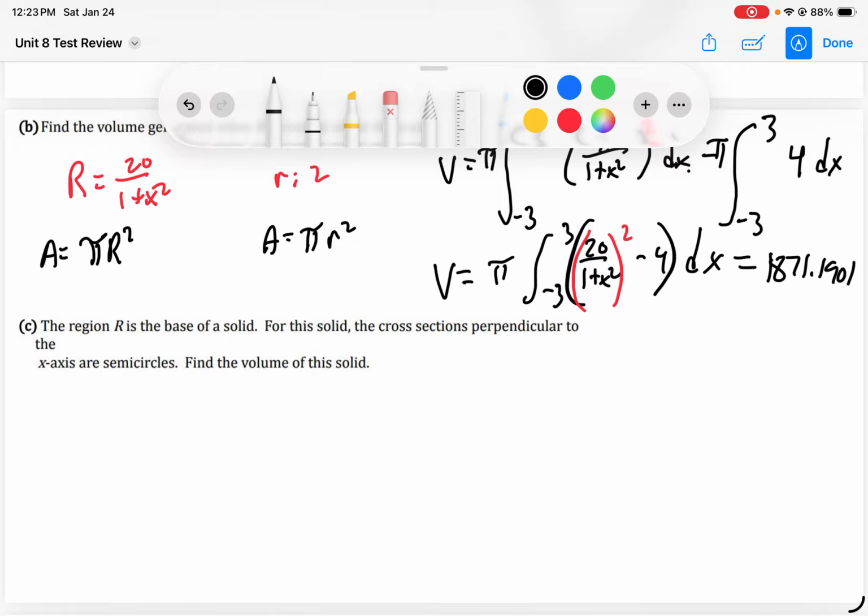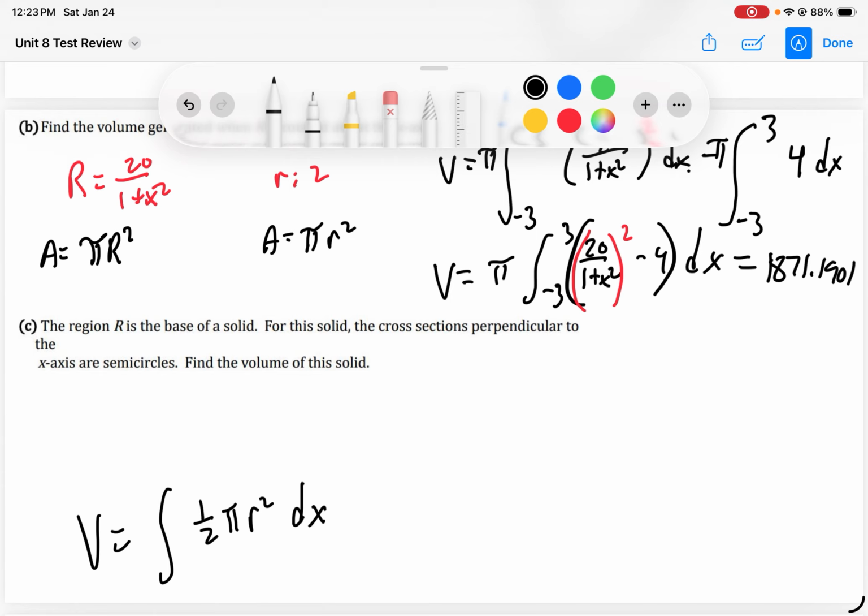Thank goodness. The region R is the base of the solid. For the solid, the cross-sections perpendicular are semicircles. Find the volume of the solid. Okay, so the volume is equal to the integral from some number to some number, and it's going to be an infinite number of semicircles. So 1/2 pi times the radius squared. And it'd be in terms of x.